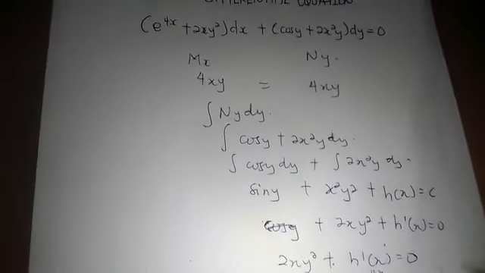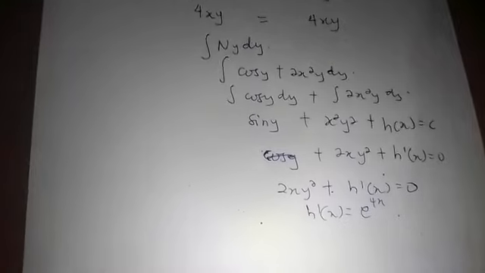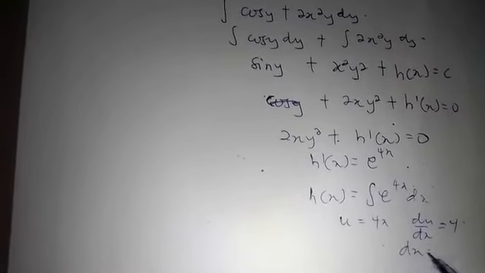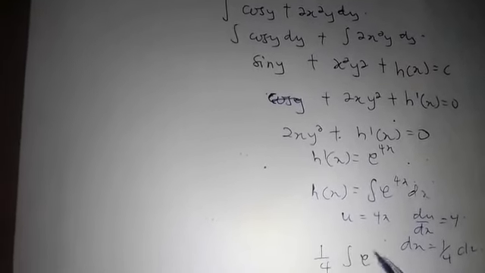Once I get this, I just integrate both sides to get h of x equal to the integral of e^(4x). Making the substitution u equal to 4x, du over dx is equal to 4, so dx is equal to 1 over 4 du. I'll be getting 1 over 4 times the integral of e^u du. So my solution will be 1 over 4 e^(4x). That gives me the solution for h of x.